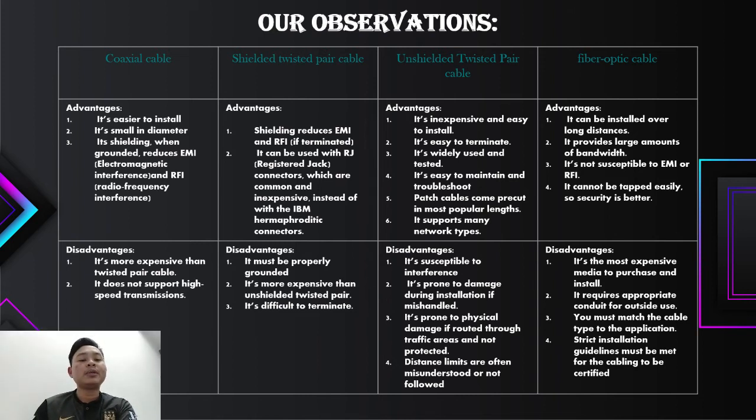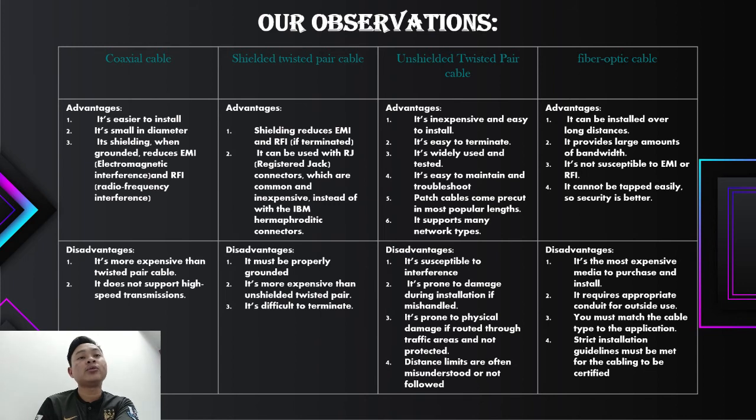Bismillahirrahmanirrahim. My name is Muhammad Danish bin Mahasan, metric number 1181642. I'm covering unshielded twisted pair cable. Advantages. First, it is inexpensive and easy to install. They are less expensive than STP cable.